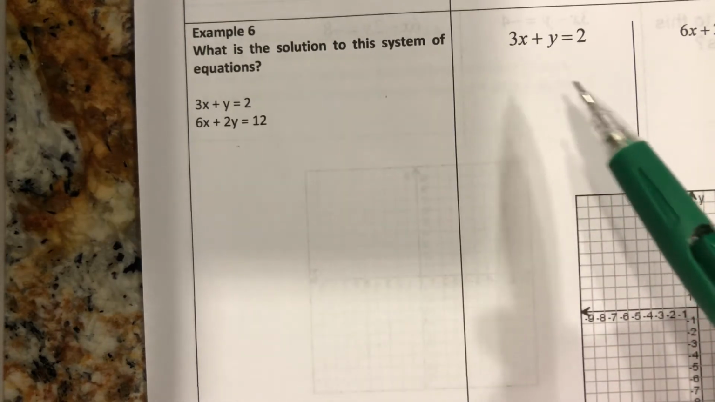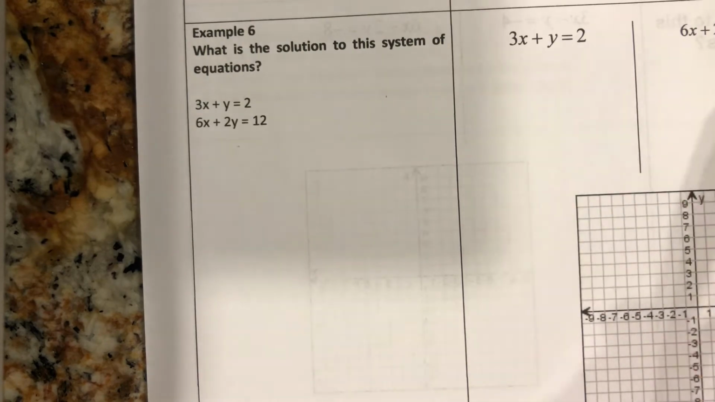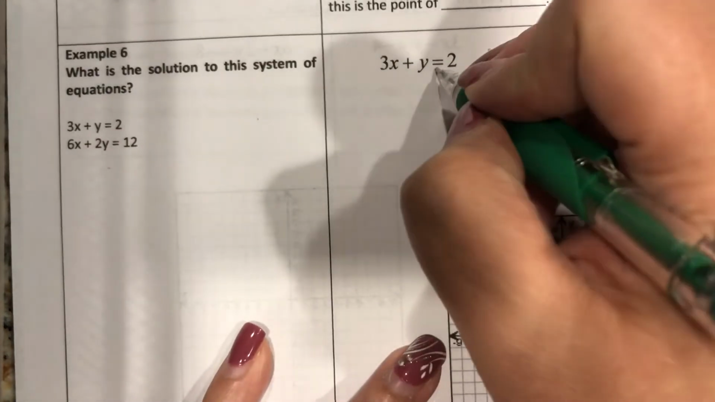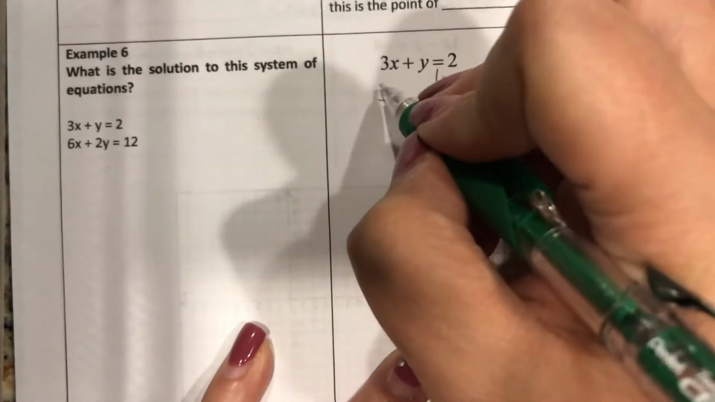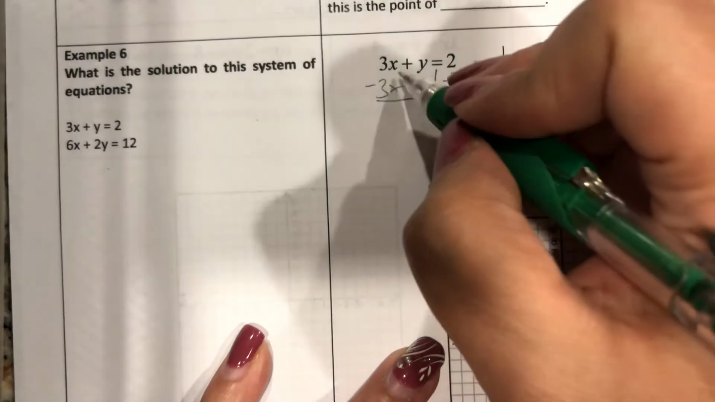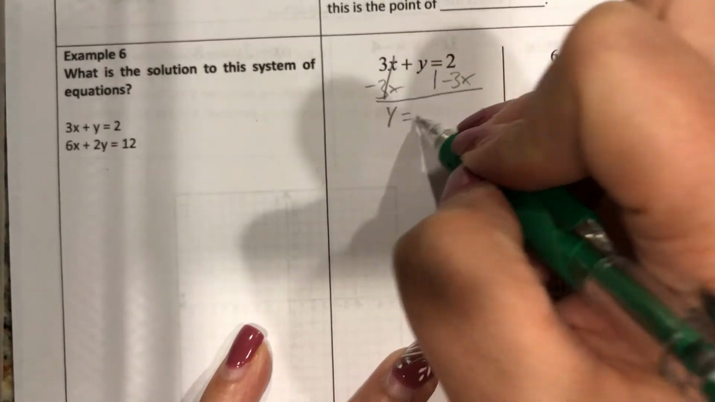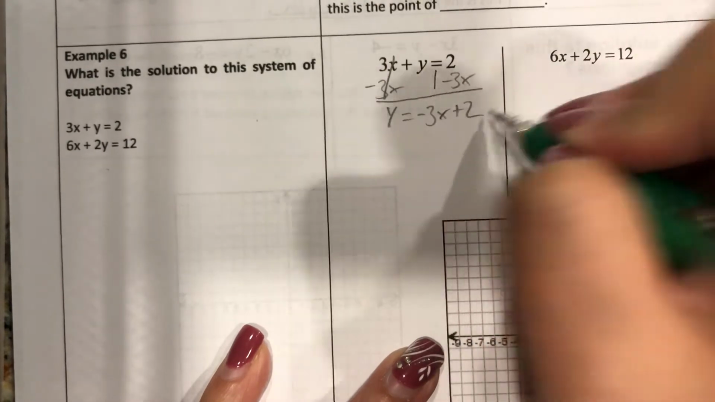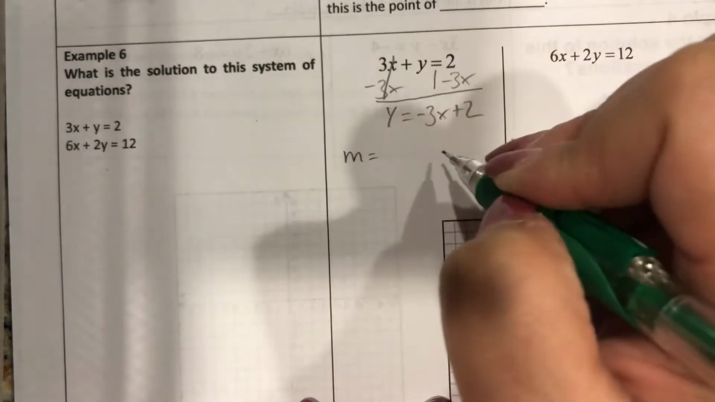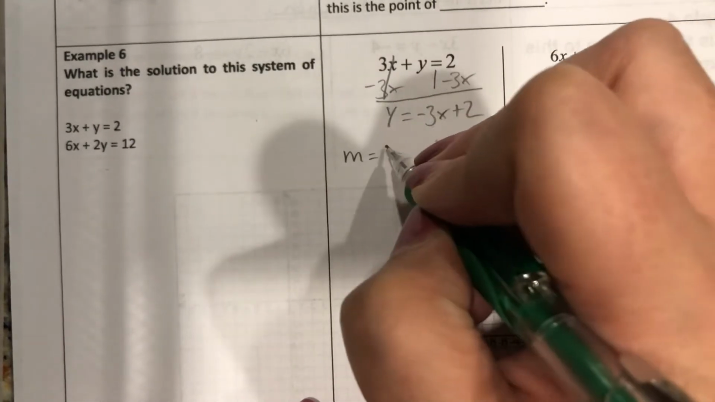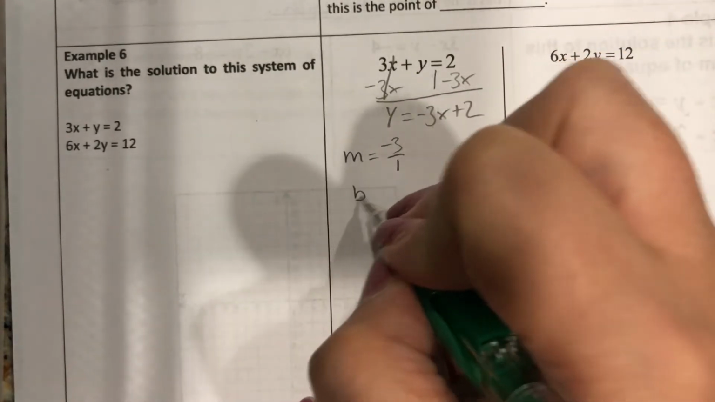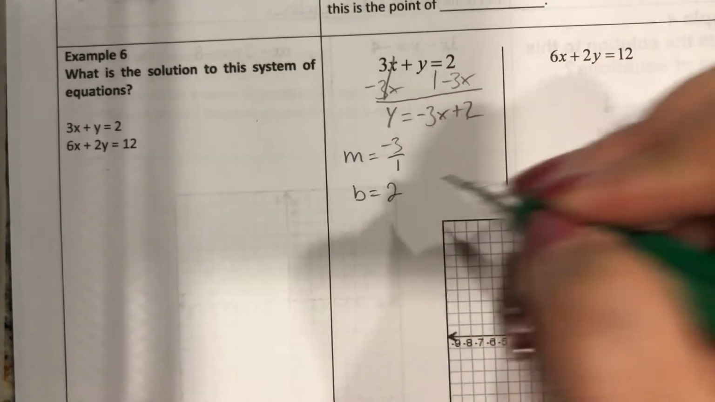What I can do, I'm going to graph this. So I'm going to simplify this. Sorry, I was losing my mind for a second. So I'm going to subtract 3x. All right. These guys go away. I'm left with y equals -3x plus 2. So what is this? This is m equals what? -3/1. What's my b? My b is 2.